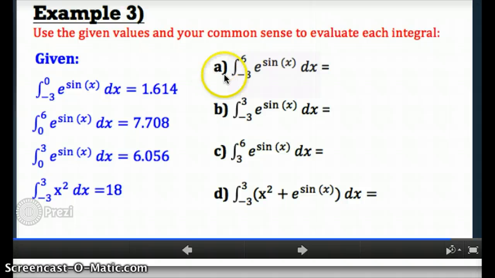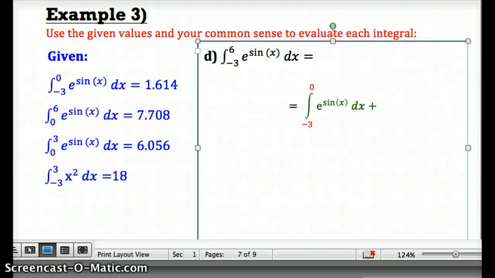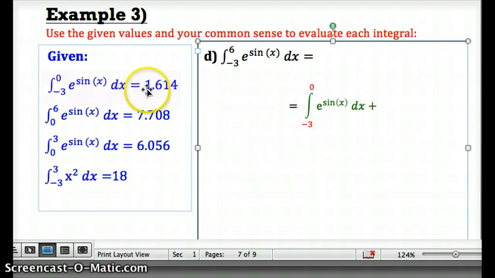So let me do A with you. In A, we're asked to find the area under the e to the sine x curve between -3 and 6. First of all, notice that we don't have that exact value. So what I do have, and it's a good idea to just start with what you know, I do have a value from -3 to 0. And that's a known interval. I know what that numerical area is going to equal.